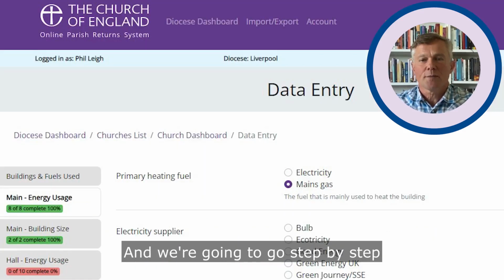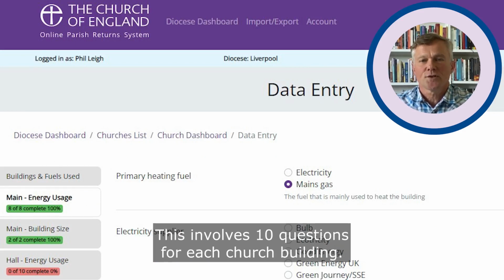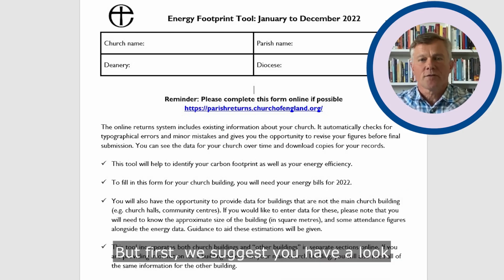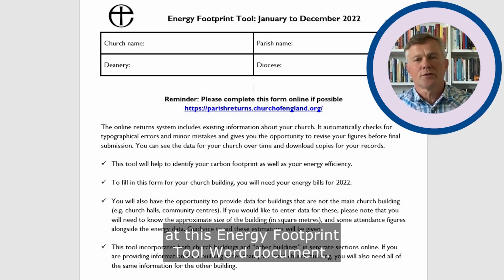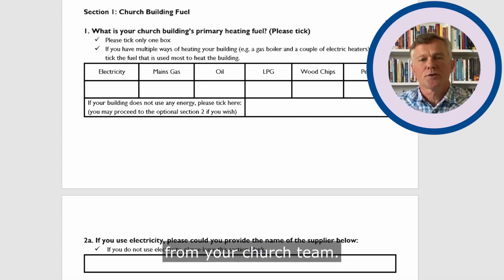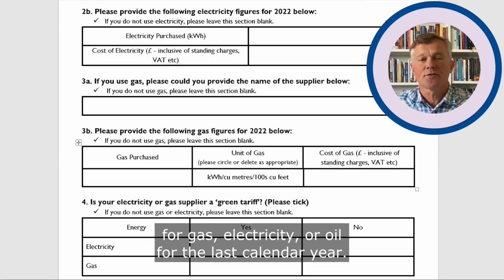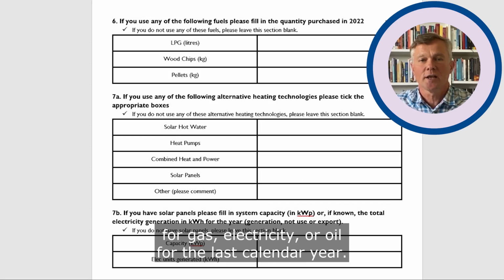And we're going to go step by step on screen through an example of how to fill out the EFT. And this involves 10 questions for each church building. But first, we suggest you have a look at this Energy Footprint Tool Word document. And this lists all the information you need to gather from your church team. Most of this can be found in your utility bills for gas, electricity or oil for the last calendar year.